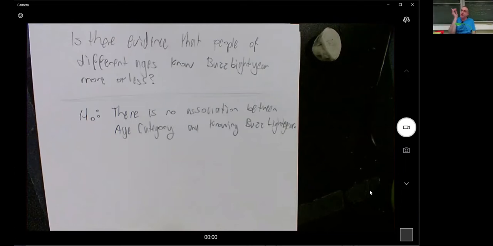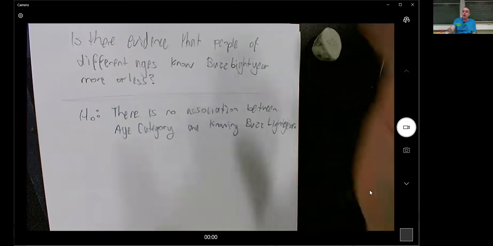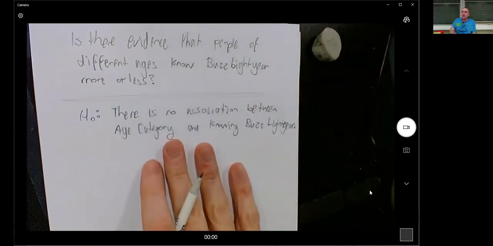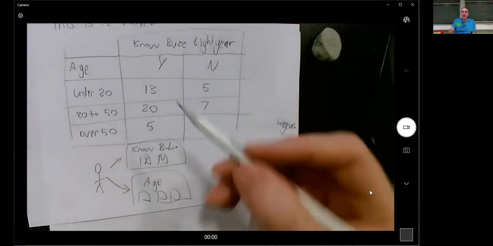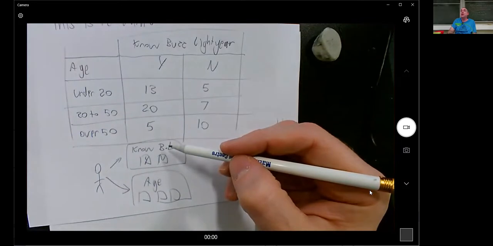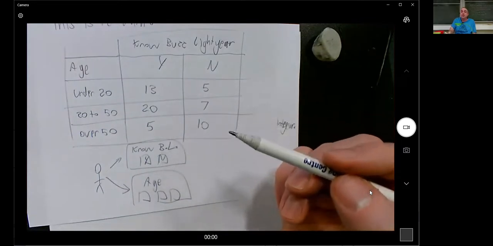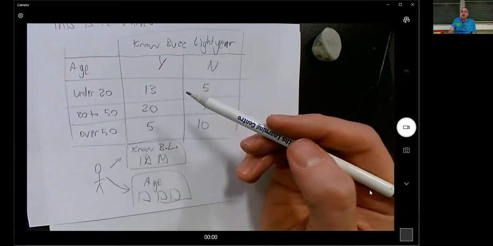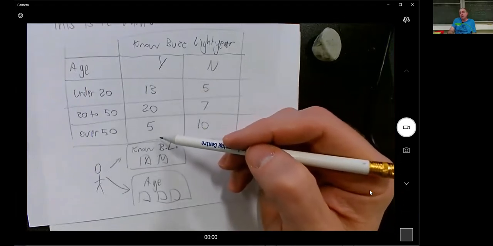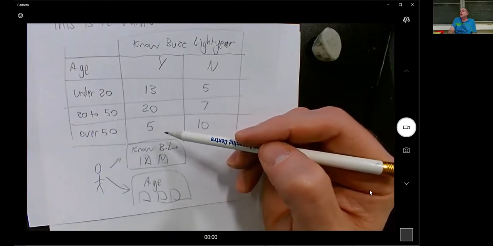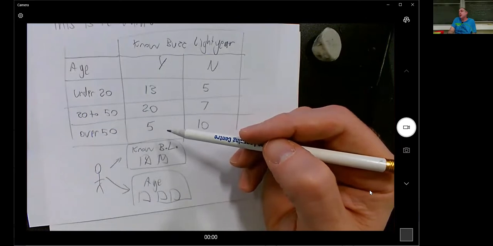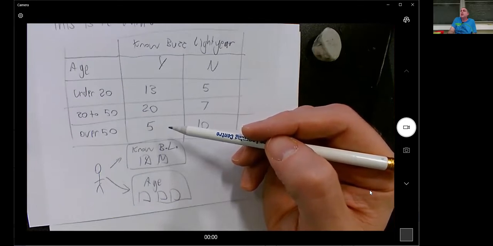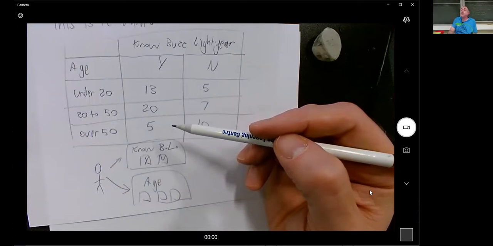You can pitch it in terms of parameters if you want, but don't, because that's not what your lecturer says to do. Ultimately, you can ask, if there was no association between age category and knowing Buzz Lightyear, you would have expected the same percentage in every one of these groups to say they know Buzz Lightyear. That's what you would have expected. If it doesn't make any difference which age category you're in as to whether you know Buzz Lightyear, then you can just lump it together in one great big group. It doesn't matter which age you are. And so you can figure out the overall percentage of knowing Buzz Lightyear. That's the percentage that should have been in every group if they're all the same. That's the reasoning behind it.